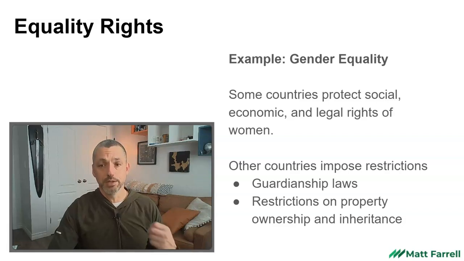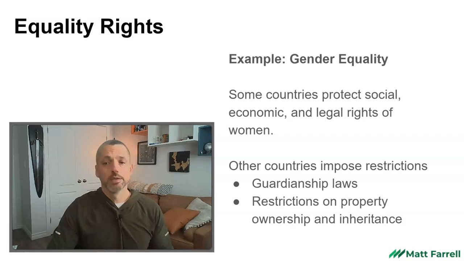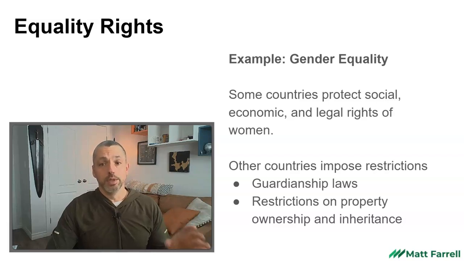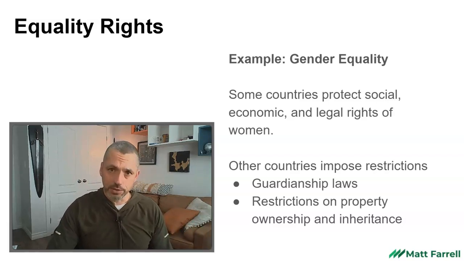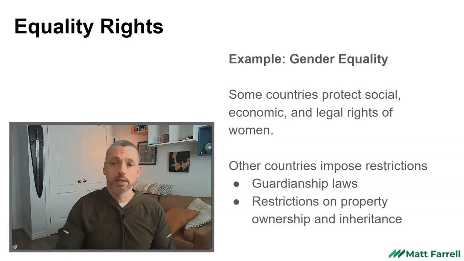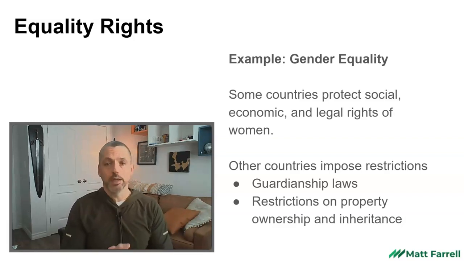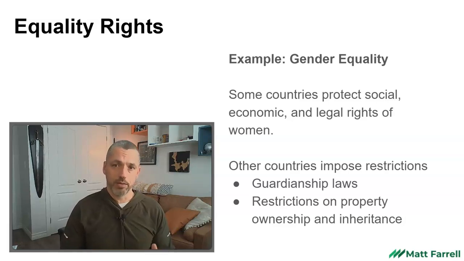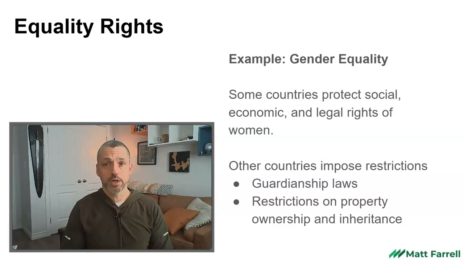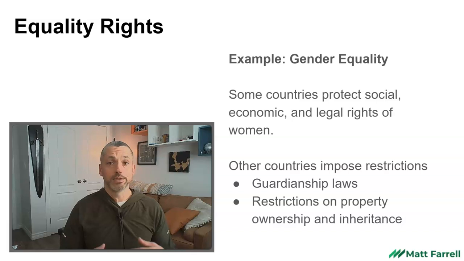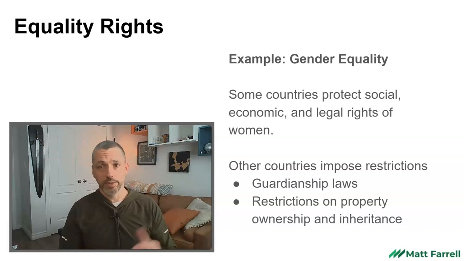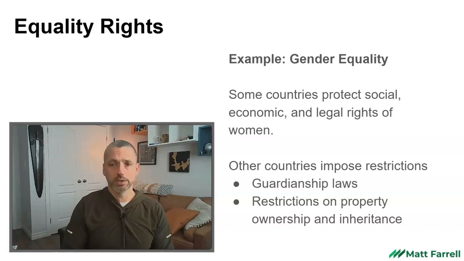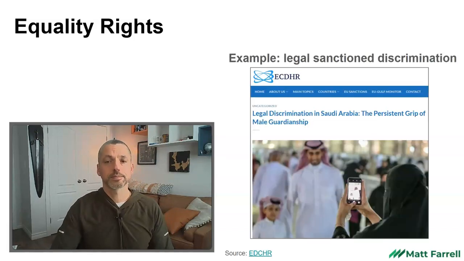Now, many countries do a pretty good job of protecting social, economic, and legal rights for women. Some do not. In some countries, especially in the Middle East and North Africa, there are things like guardianship laws. Guardianship laws restrict the movement of women. They might not be able to leave the house or drive without being accompanied by a male relative, a guardian. There are also restrictions on property ownership and inheritance. There are some societies where women aren't allowed to take ownership of property or inherit from their spouse. Instead, the ownership would go to an eldest son or another relative.